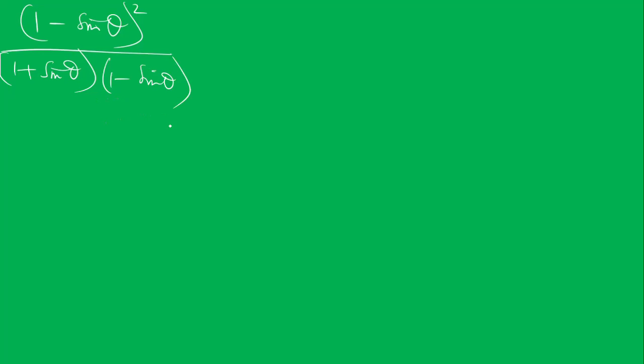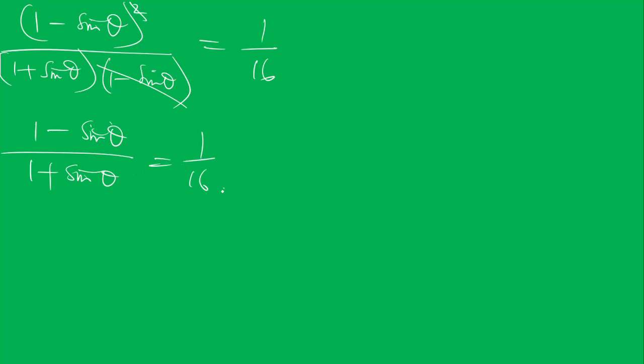We'll have (1 minus sine theta) all squared divided by (1 plus sine theta)(1 minus sine theta) equal to 1 all over 16. So this is the same as this, so it cancels out one. So on the left hand side, what you have now is 1 minus sine theta divided by 1 plus sine theta, which is equal to 1 all over 16. So we have gotten this.